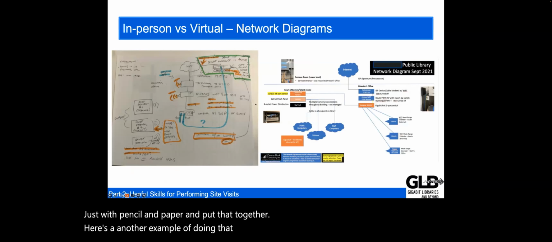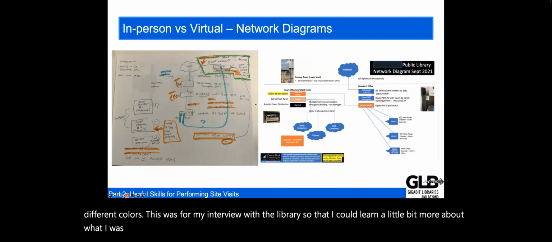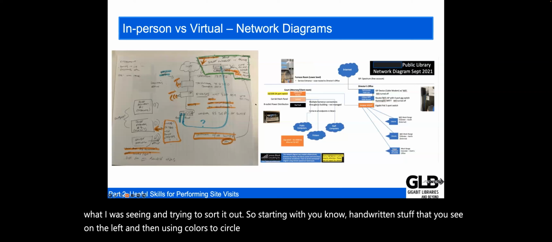And in this case, you can see some different colors. These different colors were for my interview with the library so that I could learn a little bit more about what I was seeing and trying to sort it out. So starting with handwritten notes that you see on the left, and then using colors to circle areas where I had some questions. That's what we did.